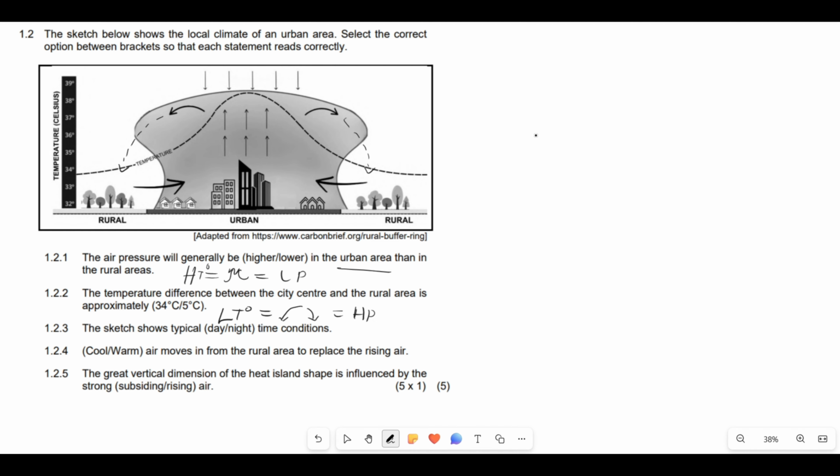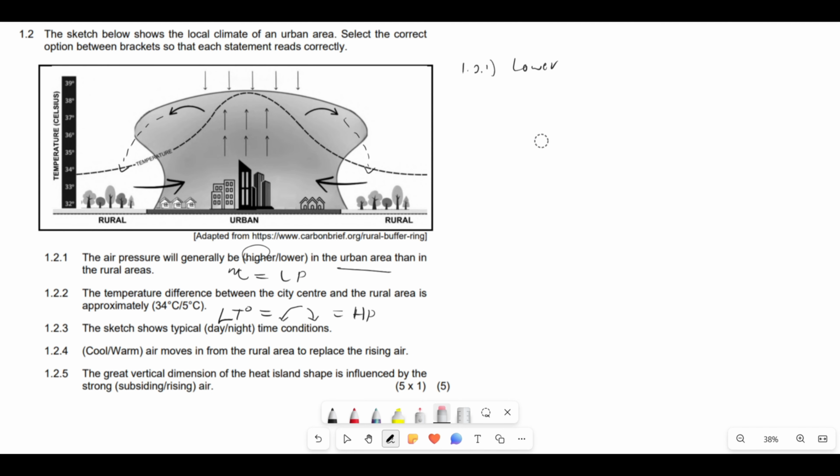Okay, so the air pressure will generally be higher or lower in urban areas, while air pressure will be lower in urban areas. The correct answer here is lower. It's lower, okay? Let's move on. 1.2.2.